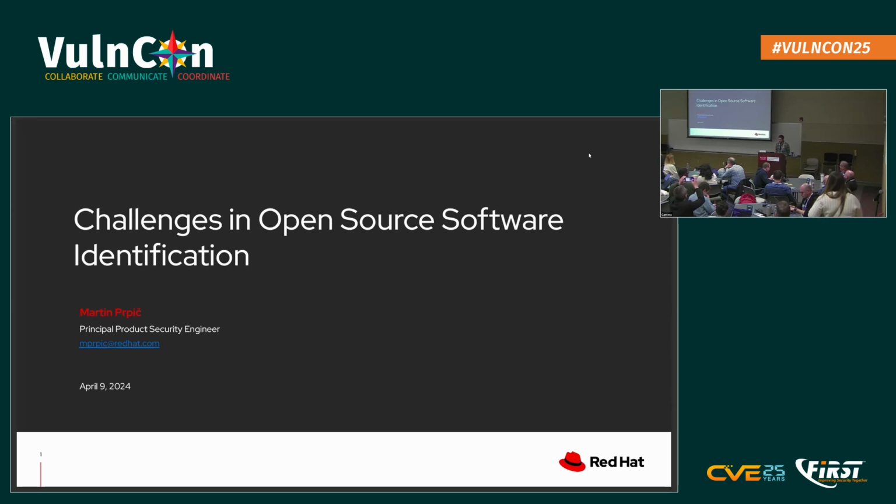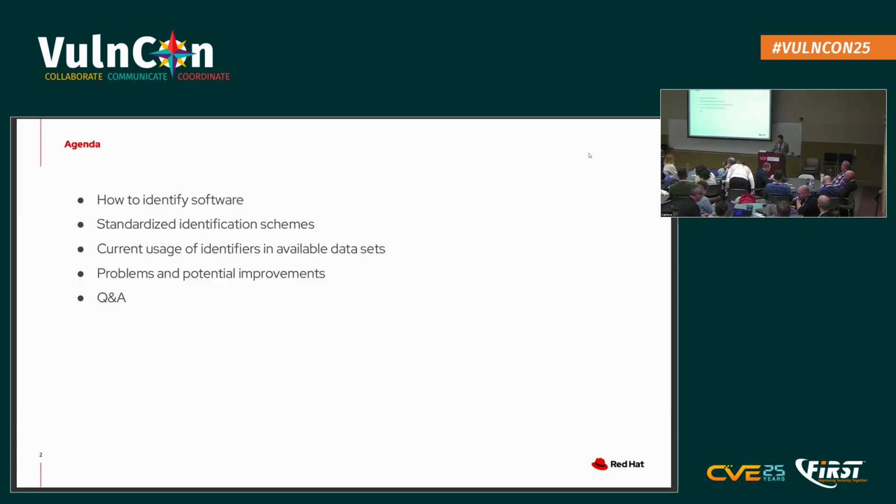All right, so a little bit about myself. My name is Martin. I work at Red Hat. I've been on the product security team at Red Hat for about 13 years. And today we're going to talk about open source software identification.